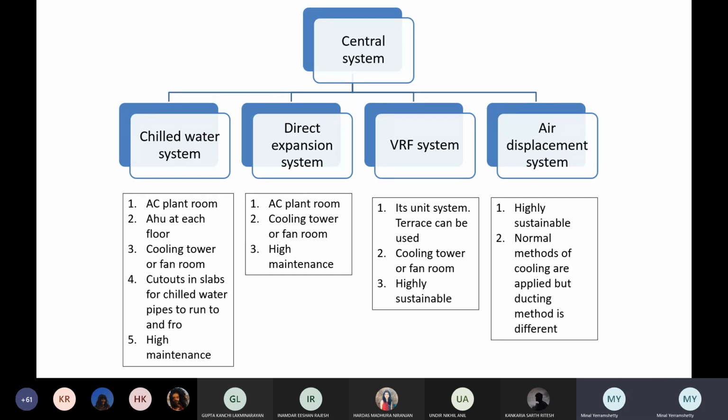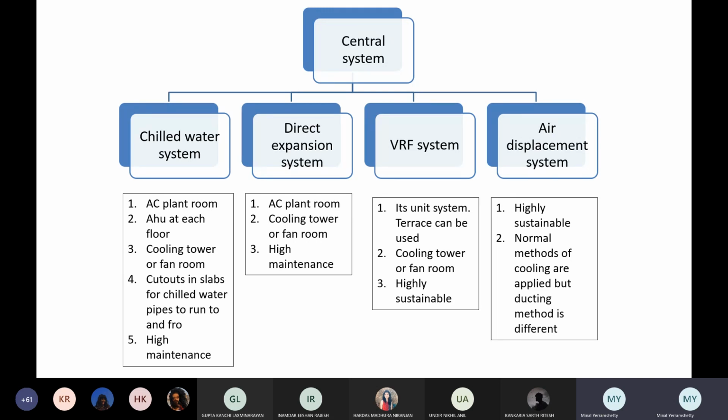Again, it has a condenser, it has an evaporator, sab kuch same hai because that is the basic cycle of air conditioning. So definitely you will need a fan room or a cooling tower, okay? And definitely highly sustainable, as I just explained. What is an air displacement system? Again, very highly sustainable. Normal methods of cooling are applied. Same, you will have the same basement requirement.